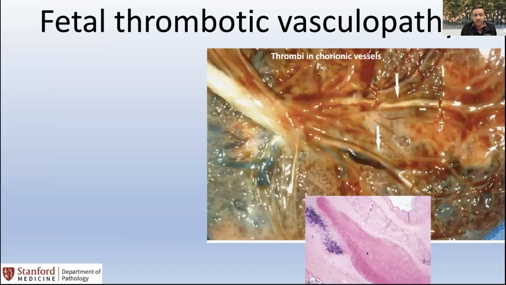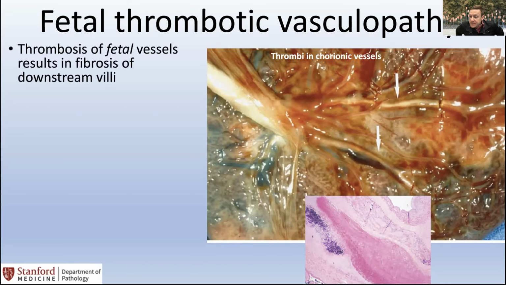Otherwise, when we see something that looks like this with these chorionic plate vessels that have these thrombi inside of them, and then histologically we see this is basically clotted blood inside of them, then we have FTV, or fetal thrombotic vasculopathy. And that's just what it sounds like. That's thrombosis of fetal vessels or fetal derived vessels.